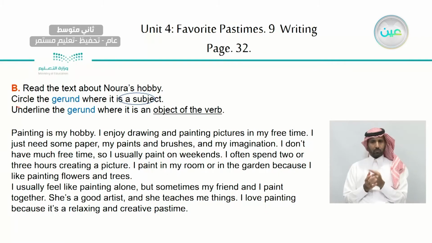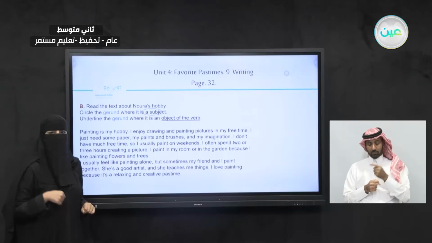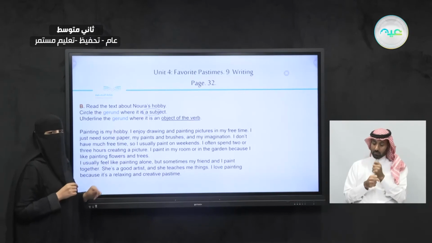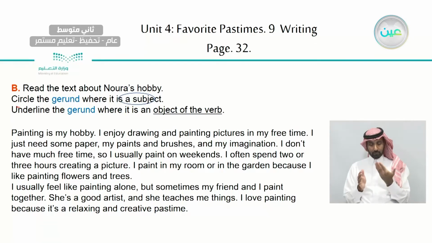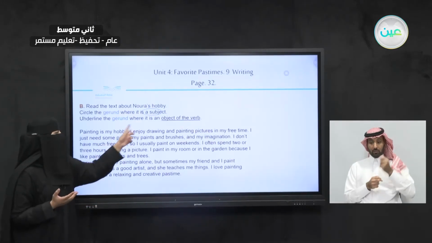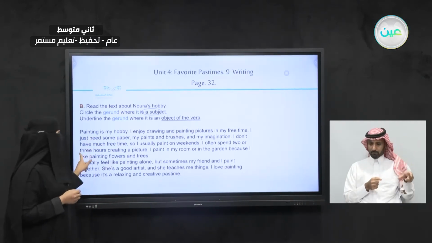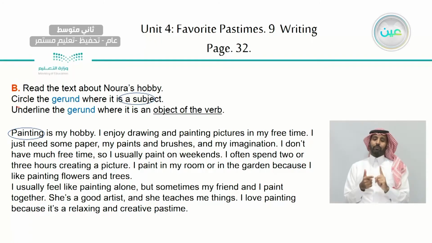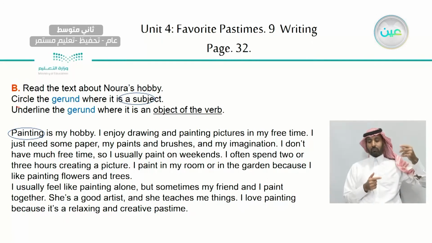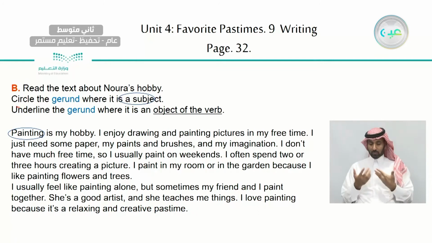Now, did you circle the subject and did you underline the object? Let's take a look. So let's start with the subject here. After reading this, look at the first part here. Painting is my hobby. So look at the word painting. Is it a subject or an object in the verb? Look, it's a subject. That's why we circled it. Here, painting is the subject. Paint plus ing. Painting is my hobby. Now, let's find another one. But let's find an object in the verb.